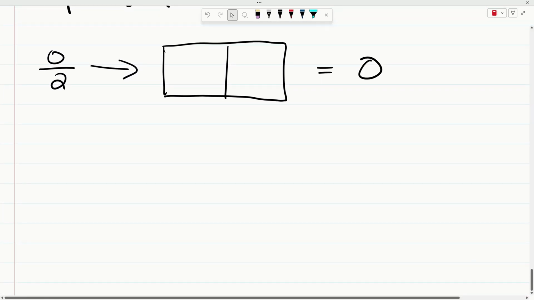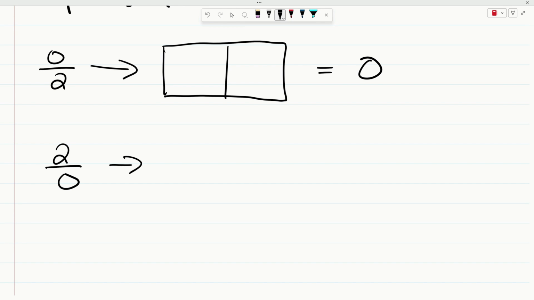But if you think about it the other way, 2 divided by 0, what you're telling me here is this rectangle, it doesn't exist. The rectangle was not there. So how in the world can you shade 2 pieces of it if there's no rectangle to begin with? So what we say is 2 divided by 0 is undefined. Okay? It's undefined. Can't do it. All right?